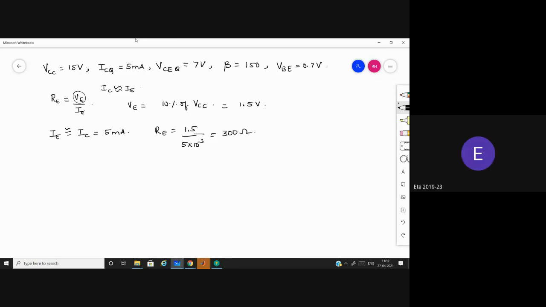So we found one. The next one, how many still do we have to find? You need to find R1, R2, RC. These three things we need to find. Now, before going on to R1, R2, can we find out RC? For any voltage divider circuit, on applying KVL to the collector circuit, what do we get? What is the equation?